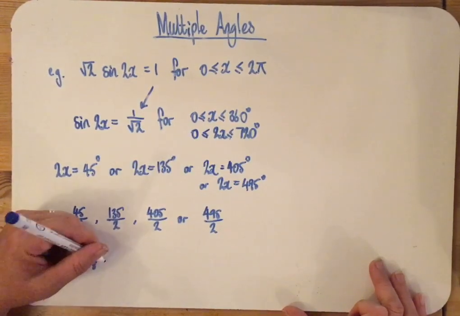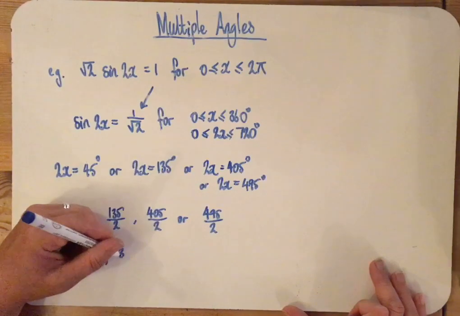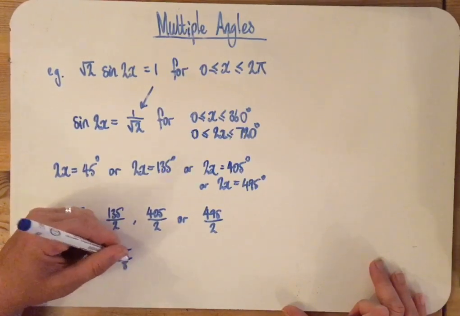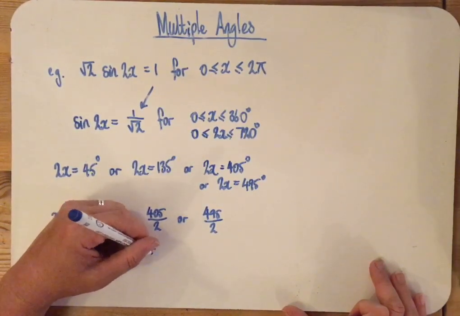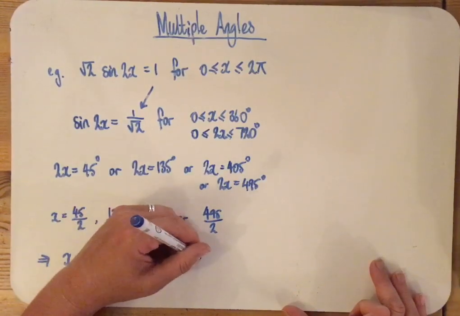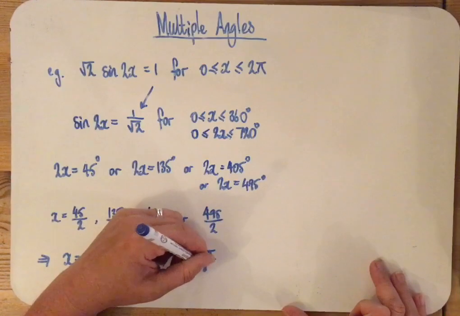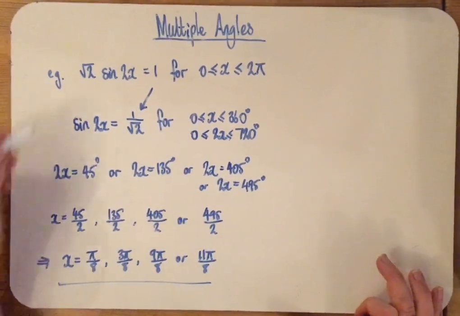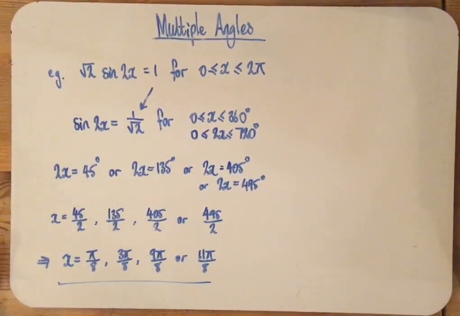up with pi by 8, 3 pi by 8, and then 9 pi by 8, or 11 pi by 8. So that's working in degrees and then converting to radians.